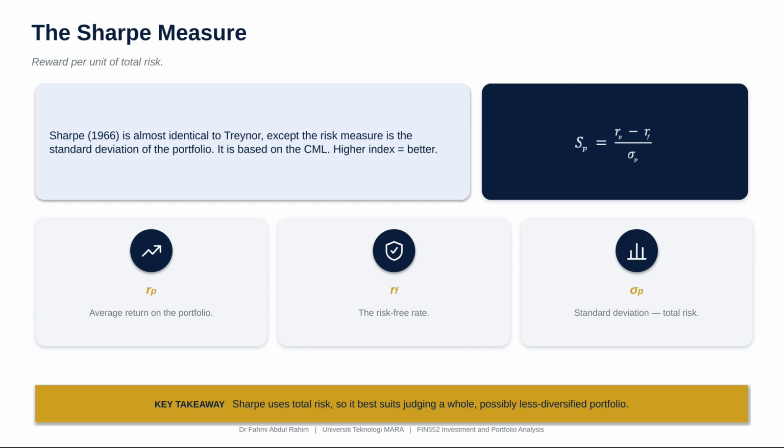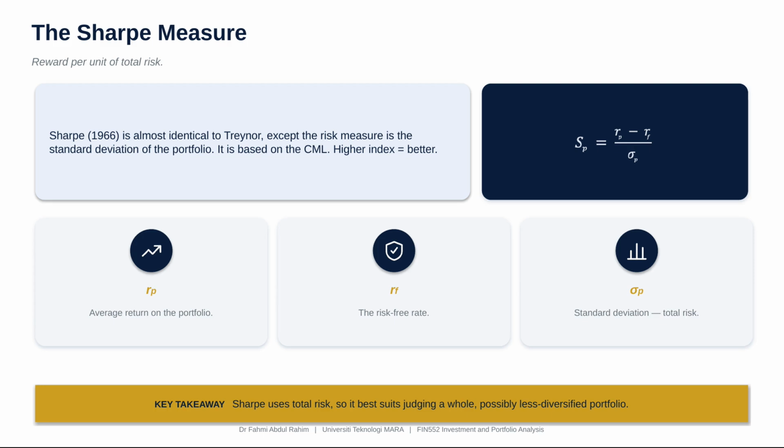The three symbols in the cards are the same: excess return on top, R sub P minus R sub F, but now divided by sigma sub P, the standard deviation, which is total risk, both systematic and unsystematic combined. This is the one important difference from Treynor. Because Sharpe uses total risk, it does not assume the portfolio is fully diversified. It penalizes any risk at all.